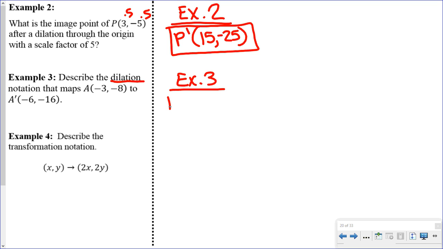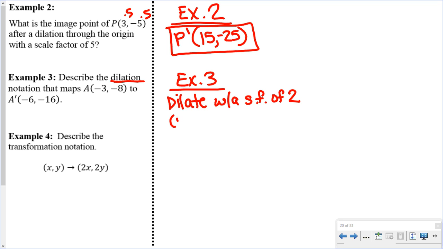So if you're describing it in words, we would say dilate. You don't have to put through the origin for me because I'll know that's what you mean. So dilate with a scale factor of 2. That's how you would say it in words. So you have to have that vocabulary term, dilate, and then we do need the scale factor part of 2.